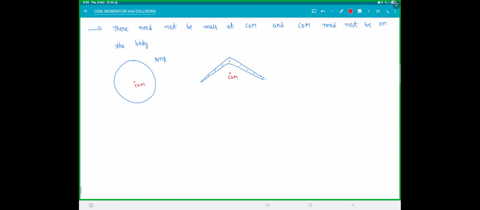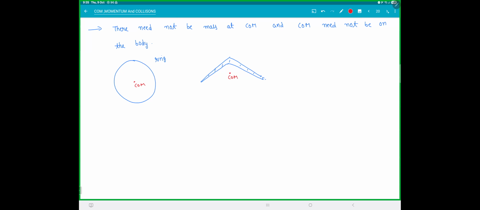Like I said, center of mass is a concept which we created for our convenience. And luckily it works mathematically. It is a point about which motion can be split. So at this point, there need not be mass. Sometimes you can't touch the center of mass. For a ring, you can't touch the center.